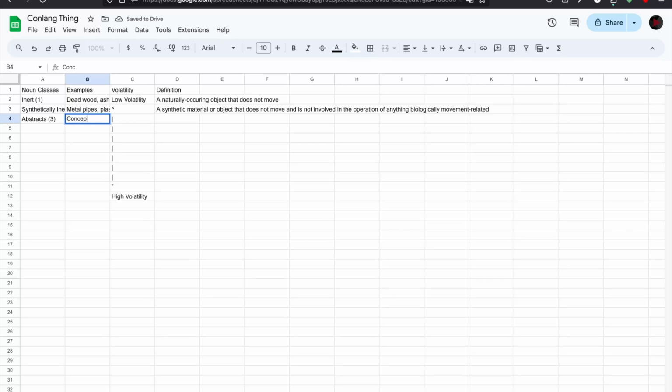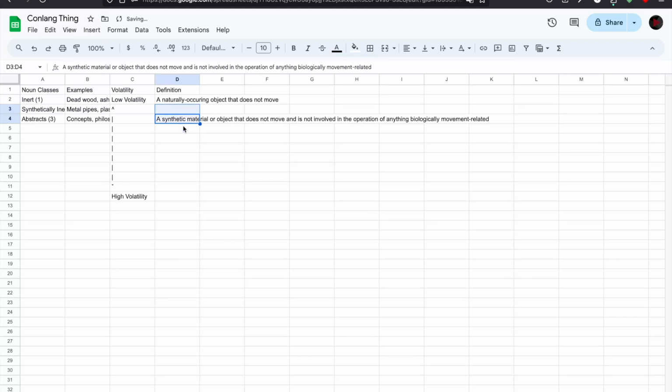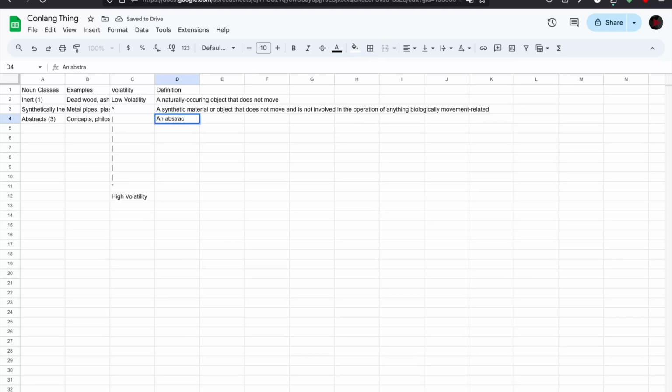Concepts, philosophy, thinking, language, meta stuff. Abstract concept or idea that does not physically exist, but exists purely in your consciousness.